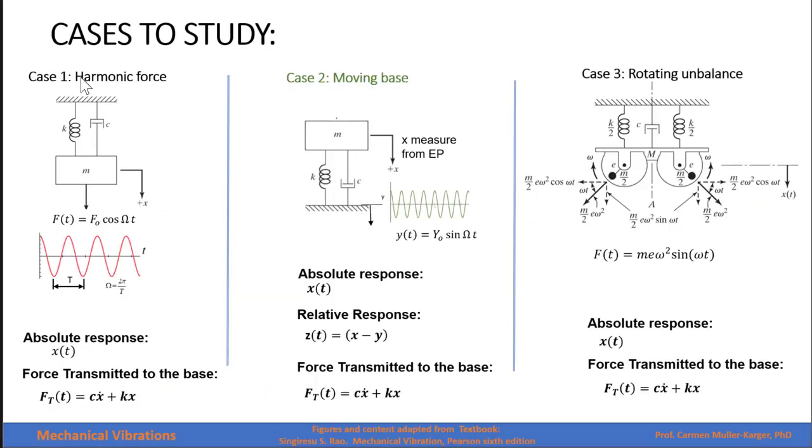We finished studying the case when we apply a harmonic force to a mass damper spring system. We analyzed the absolute response and the force transmitted to the base. Let's move on to the second case, when we have a harmonic displacement of the base. We will find the absolute response, the relative response, and the force transmitted to the base.